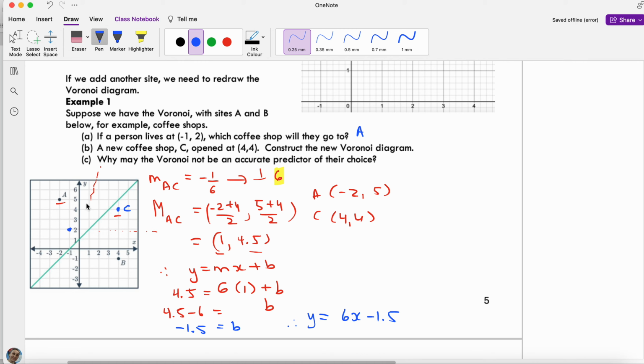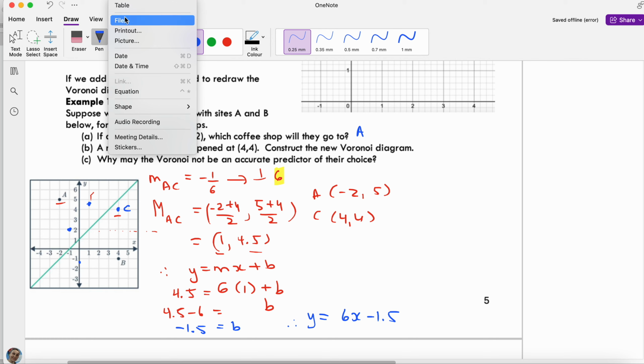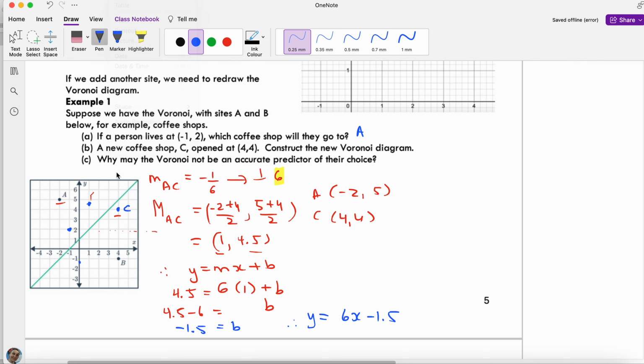Okay, so 1 and 4.5 is somewhere here. And then where are we going? We're going to a slope of 6. So I'm just going to go down 1, 2, 3, 4, 5, 6, and then I'm going to go to the left so that my slope is positive. So something like this is where I'm going to draw the line. I'm just going to use a ruler and then draw it something like this.